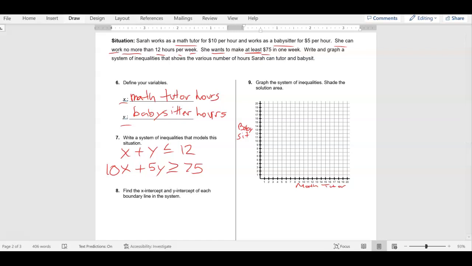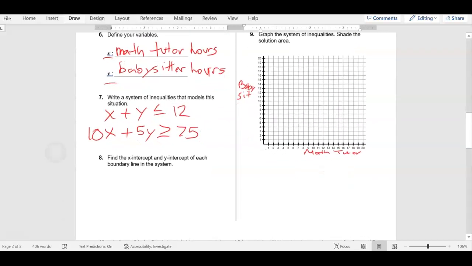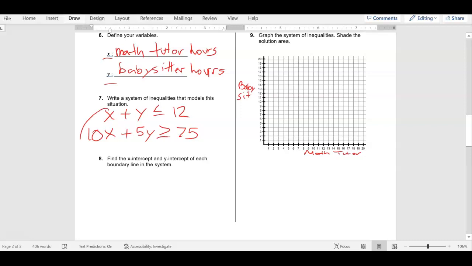So again, I took the words, I turned them into inequalities. Now, just like on the last one we did, I'm going to find both the X and Y intercepts so I can make some lines and see where the double shaded area is, okay? Let's do it. Throw this one right here.